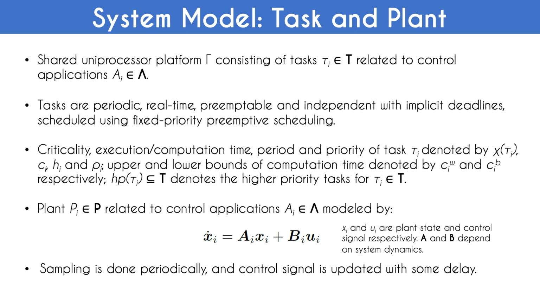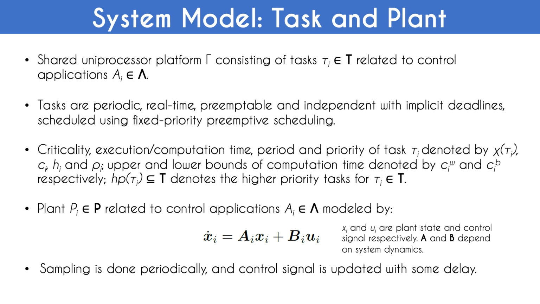So here's the scenario. We have a shared uniprocessor platform, a single processor controlling all of the tasks, and we assume that the tasks are periodic, real-time, preemptible, and independent, and all of them have specific deadlines. The scheduling algorithm that the authors use is fixed priority preemptive scheduling, or rate monotonic scheduling. Here are some other symbols as well: the authors have also assumed that these tasks have criticality, execution time, and period, and they've also assigned priority to the tasks. We should note that priority and criticality are not the same. A high priority task might have a lower criticality and vice versa.